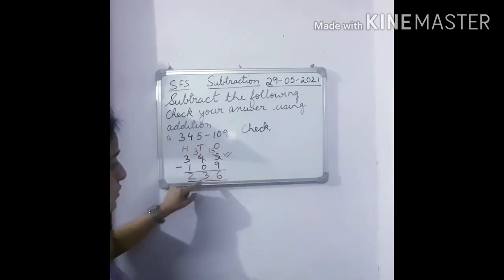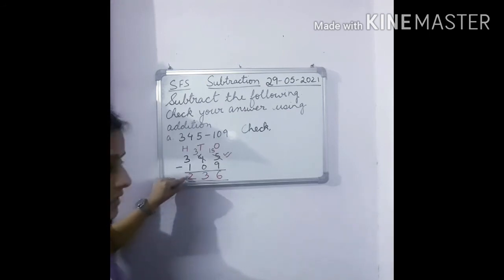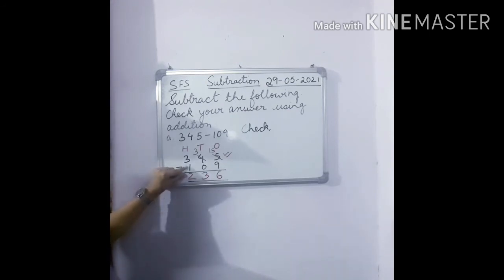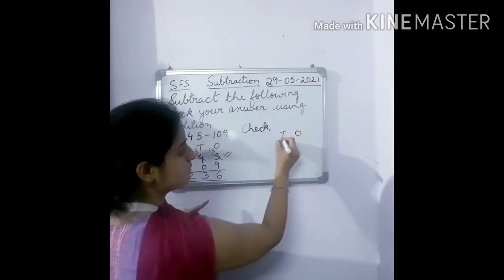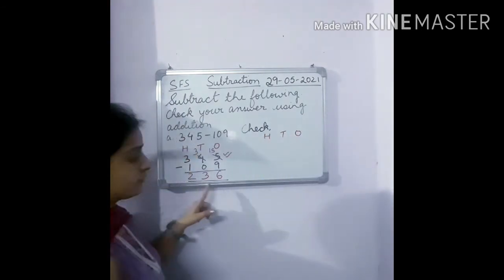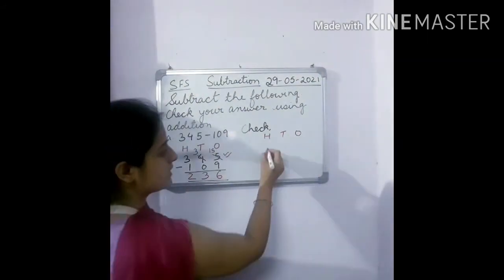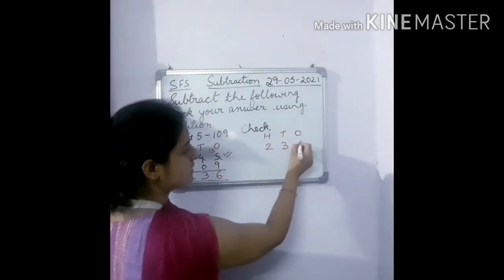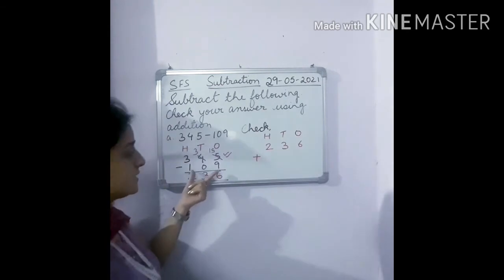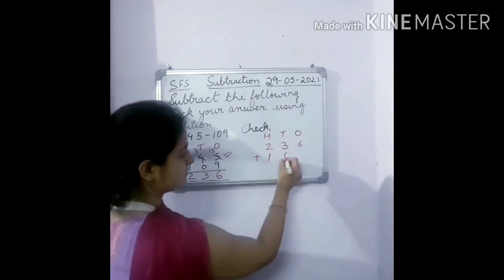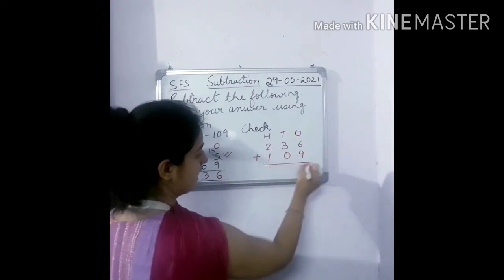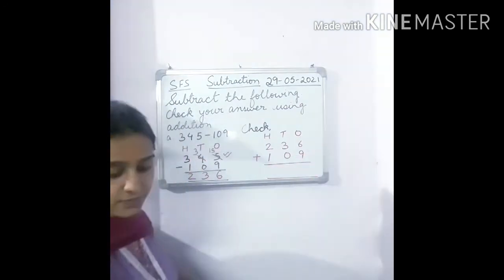So what are we going to do, children? We are going to add both the parts, 236 plus. That is a 3-digit number, so give 3 places. The difference is what? 236. So you write 236 plus what is the other part, children? 109. You add these two numbers.